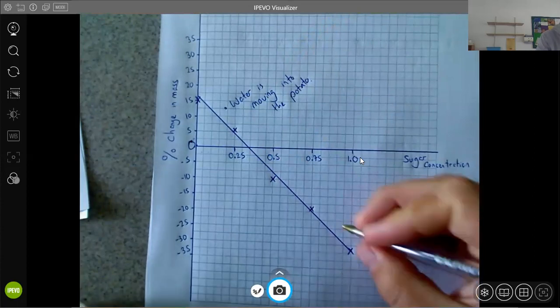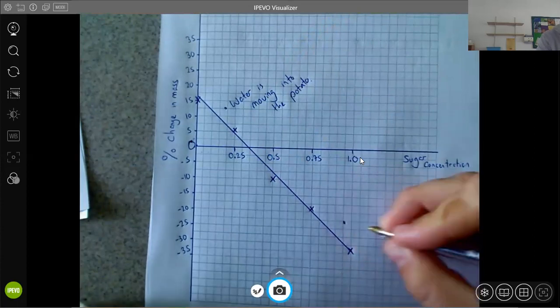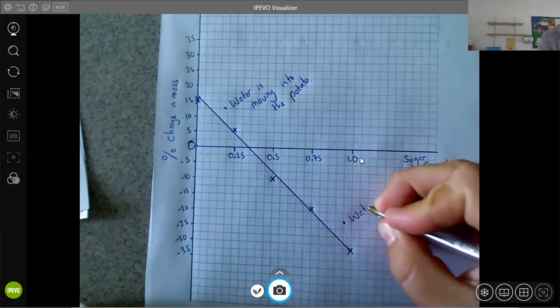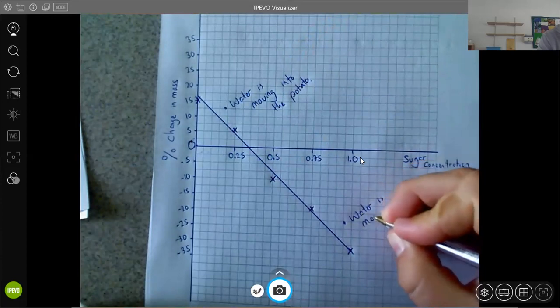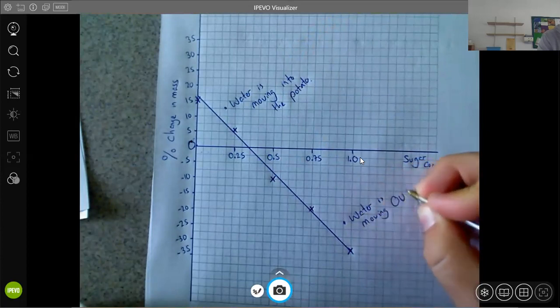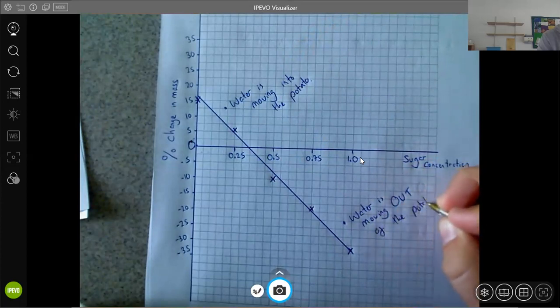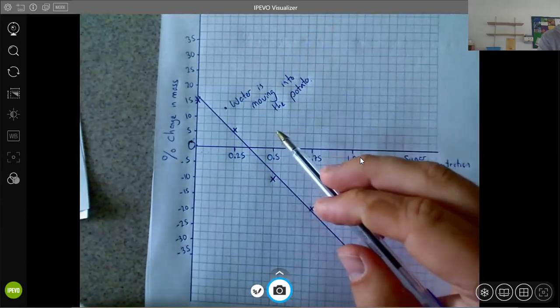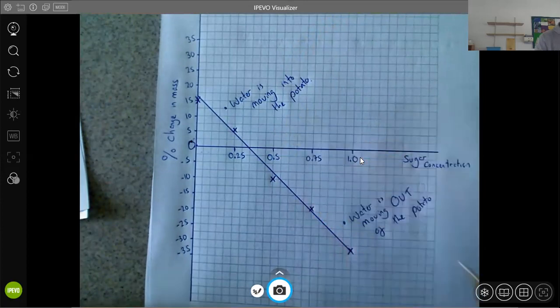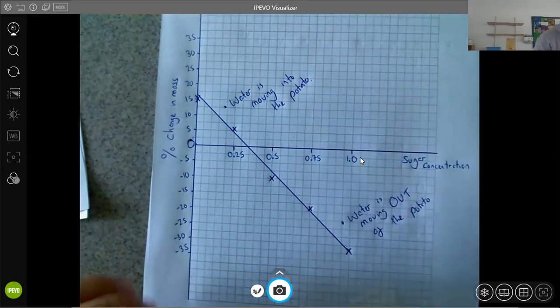Whereas down here, it's getting lighter. And that is because water is moving out of the potato. It's because there's more water in the potato than outside, so it's trying to balance up the concentration. And likewise, in this one, there's more water outside than inside, so it moves to balance it out. And that is what you need to know from that graph.